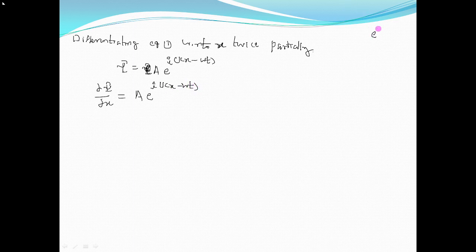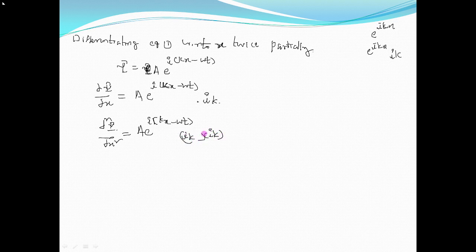See here, what is the differentiation of e power ikx? It is e power ikx into ik. So, like that only, a e power i(kx minus omega t) into ik. So, this is the differentiation for one time. Next, differentiating twice, 2 times we need to do. So, second time if I do, dou square psi by dou x square is equal to a e power i(kx minus omega t), again differentiating, ik into ik.